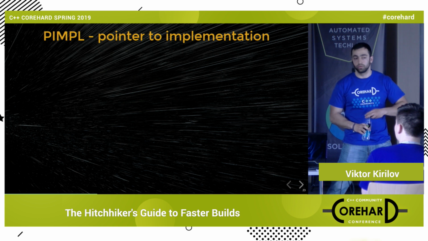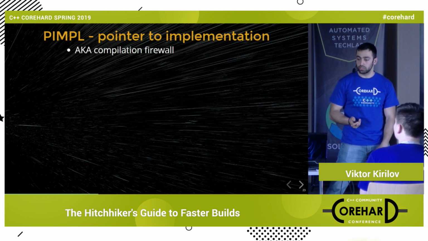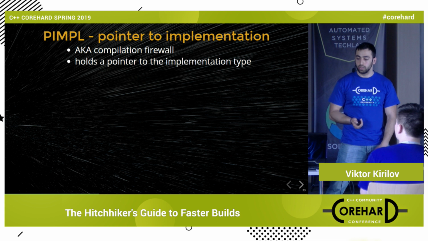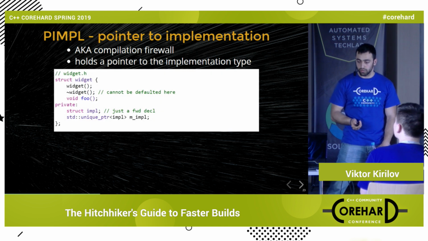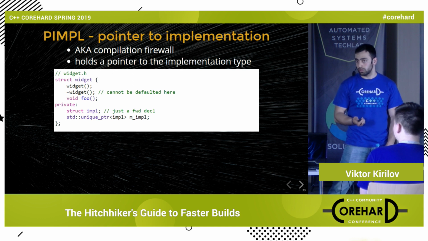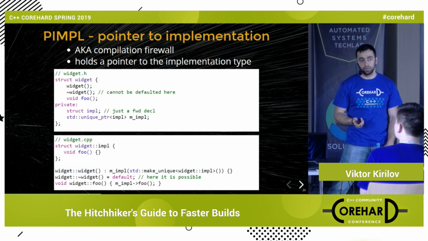Next, we'll talk about PIMPL, which is the pointer to implementation or a compilation firewall. And the idea is that we have a wrapper type which contains a pointer to the implementation. So suppose we have this widget class. It has a public interface, and in the private parts, we have a forward declaration of a type which is the implementation, and a pointer to the implementation. And this is the actual implementation of the widget class. First, we define the implementation type, and then we implement the public interface of the widget class.